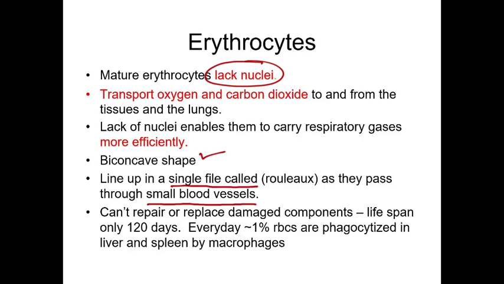And because they can't go through mitosis, they don't have a nucleus, they don't have DNA, they can't replace or repair themselves. So as I mentioned again, they only have a lifespan of about 120 days, which means roughly 1% of all of your red blood cells are being broken down or phagocytosed every day. This happens in the liver and in the spleen. So the liver and the spleen contain a lot of macrophages, which are going to be phagocytosing broken down red blood cells.